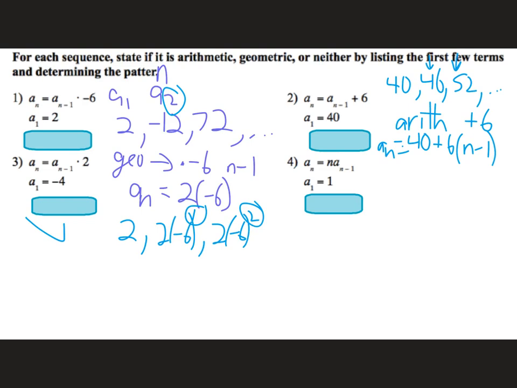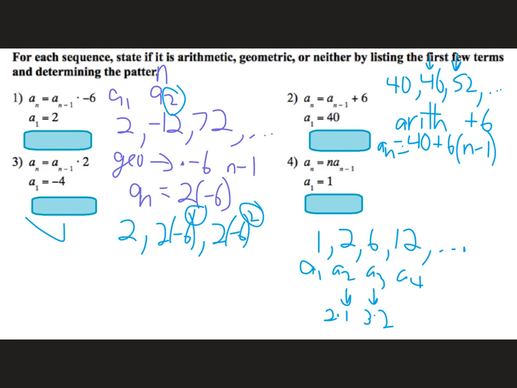Number 4, first term is 1, second term is 1 times 1. No, sorry, 2 times 1. My brain fell out there. 2 times 1. Third term would be 3 times 2. Fourth term would be 4 times 3, etc. Because this is a1, a2, a3, a4. So this one was 2 times 1. This one was 3 times 2, etc.